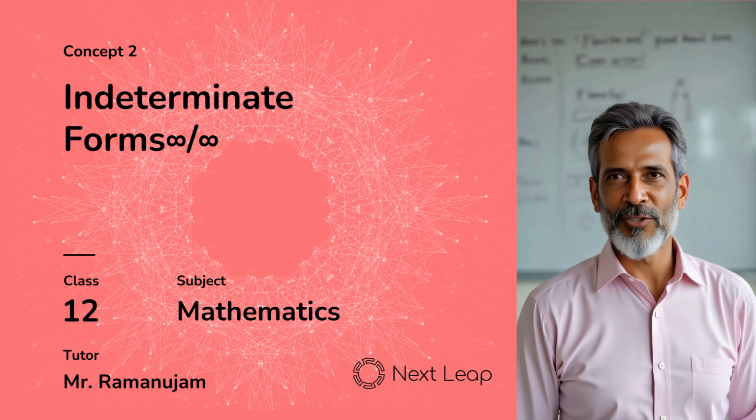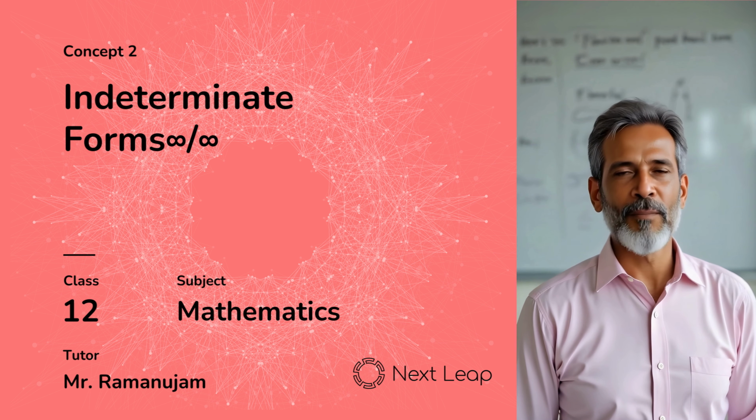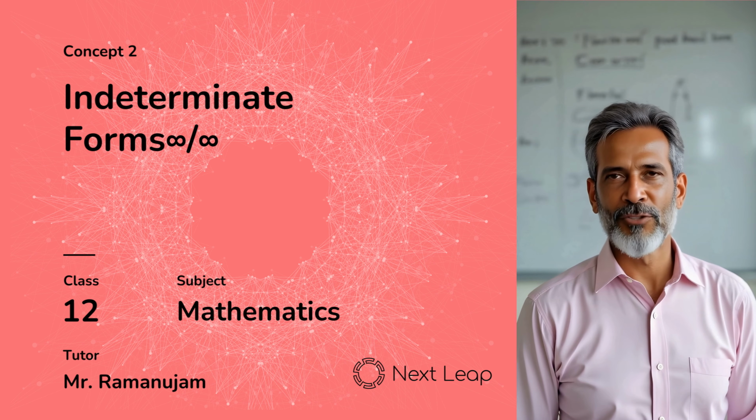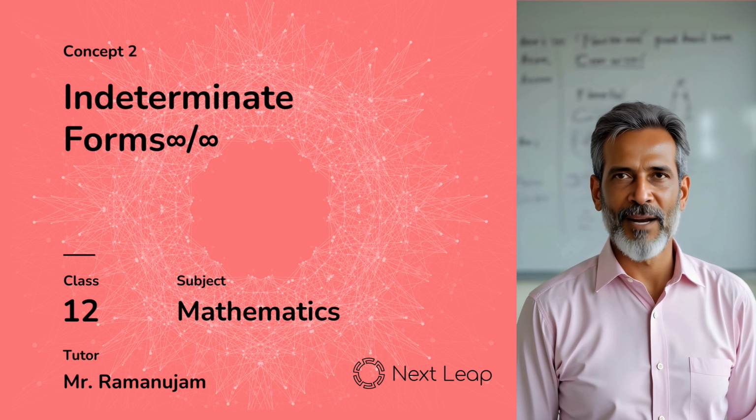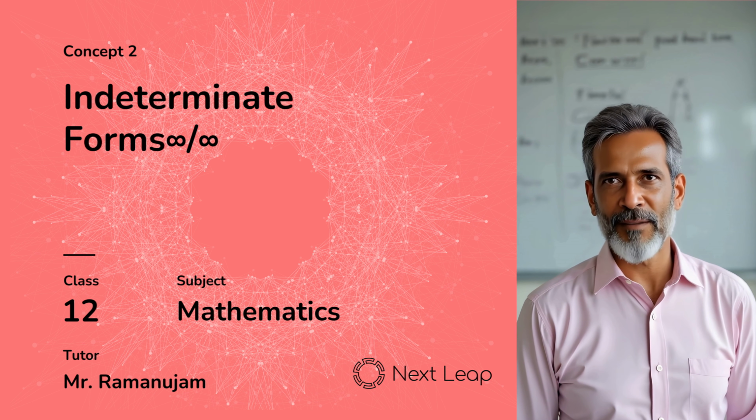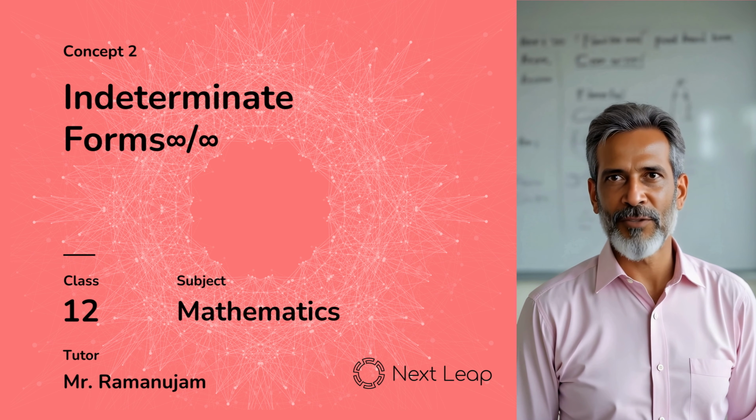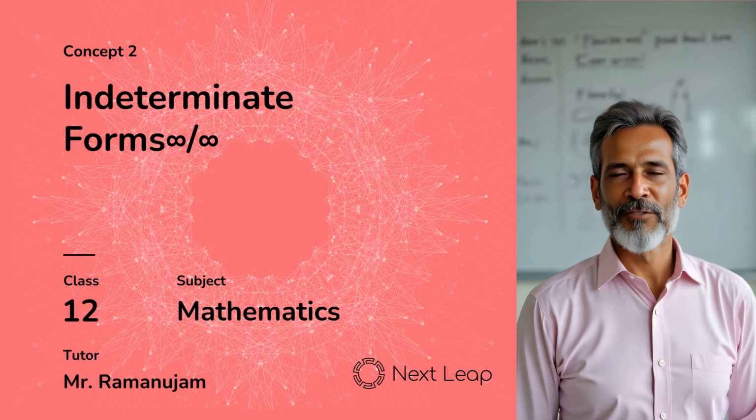So let's start slowly and carefully. When we take a fraction f of x over g of x and both f and g run off to infinity, the situation is called an indeterminate form of type infinity by infinity. Formally, we say limit as x approaches c of f of x equals infinity and limit as x approaches c of g of x equals infinity, where c could be a number or even infinity itself.